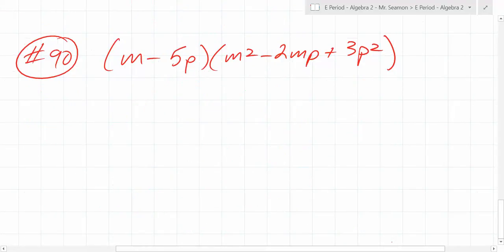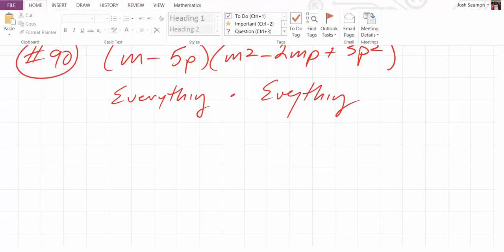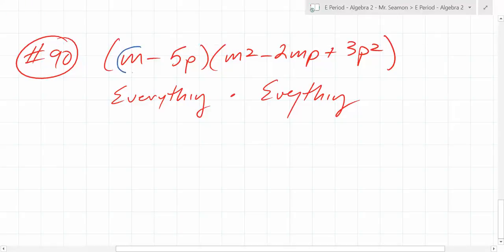So again, this is the reason why saying the word FOIL over and over doesn't really work, because are there two terms and two terms? No, you need to remember everything times what? Everything times everything, exactly. So what's the first term in the first expression? M. What does that get multiplied by? Everything in the other one. The first one would be m squared, so it turns into m cubed.